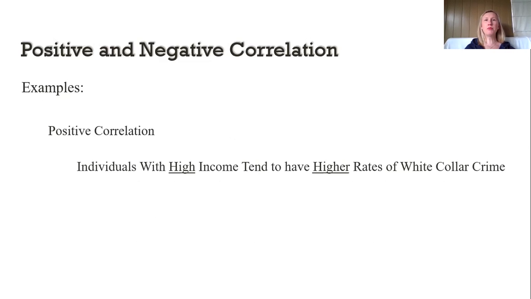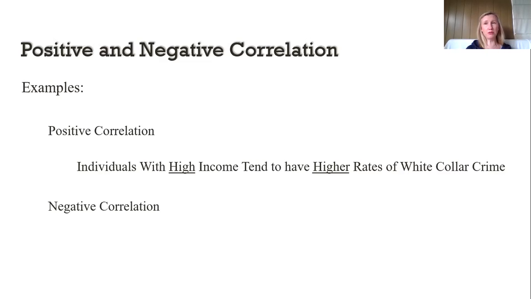Now, here's an example of two variables that are positively correlated. Individuals with high income tend to have higher rates of white-collar crime. So our two variables in this situation would be income and rates of white-collar crime. And because we say these two things vary together, traveling in the same direction together, they would be positively correlated.